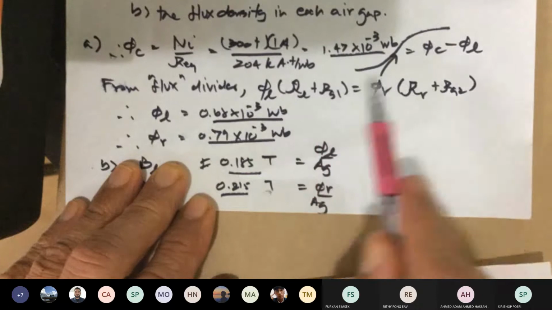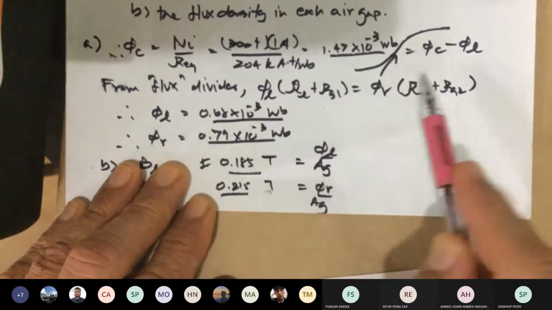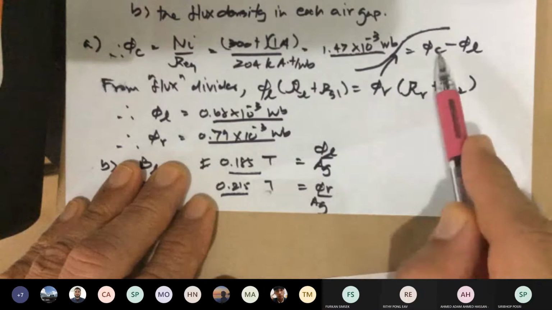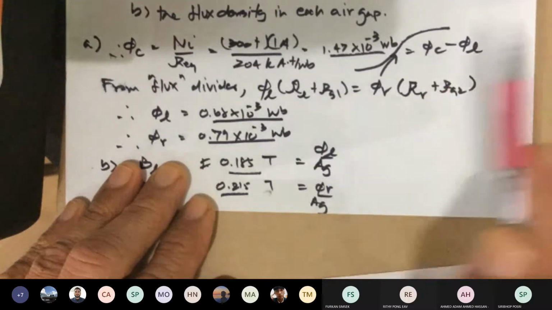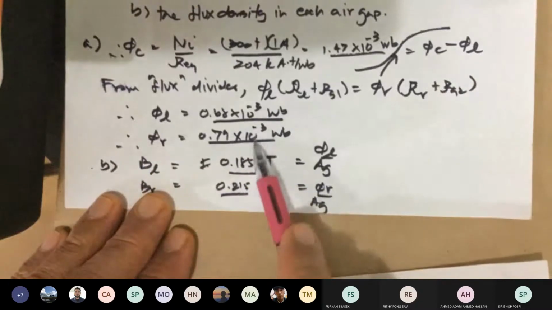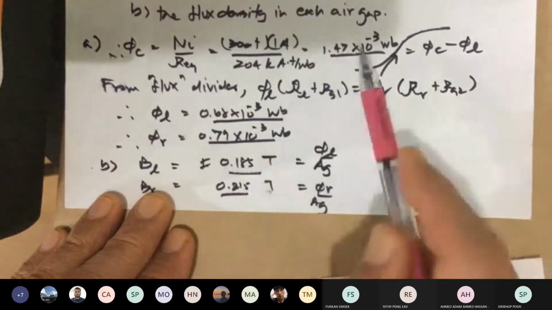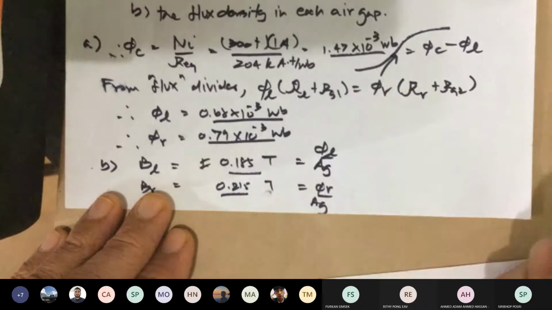So this is one equation, you have two unknowns, which is phi L and phi R. You need another equation, which is phi R is phi C minus phi L. You have two equations, you solve, you should get phi L and phi R, these numbers. If you add them together, they would have that 1.47 milliweber. You see how that works?